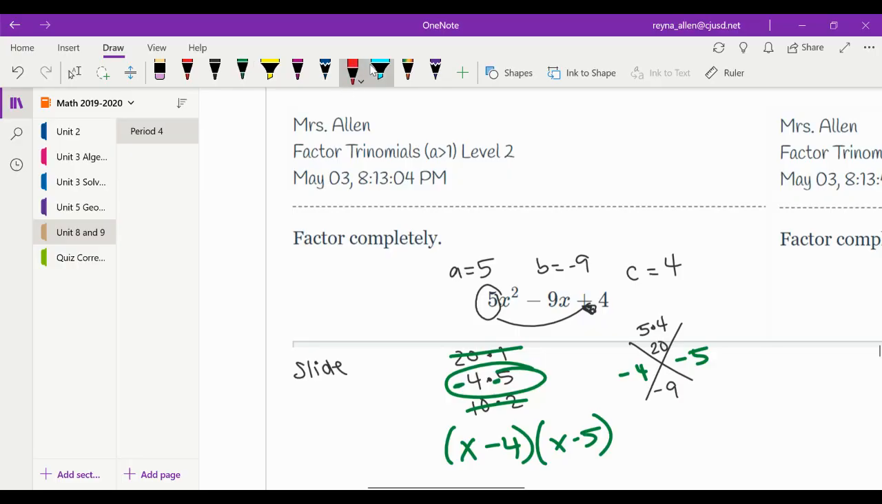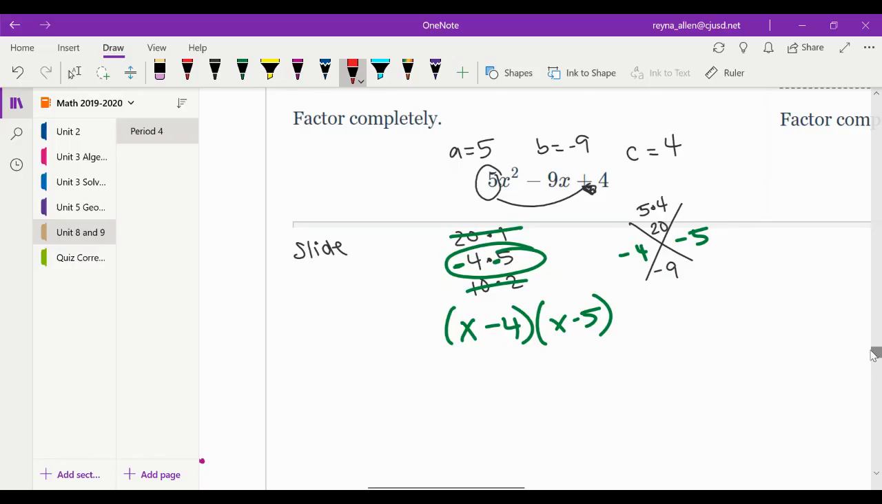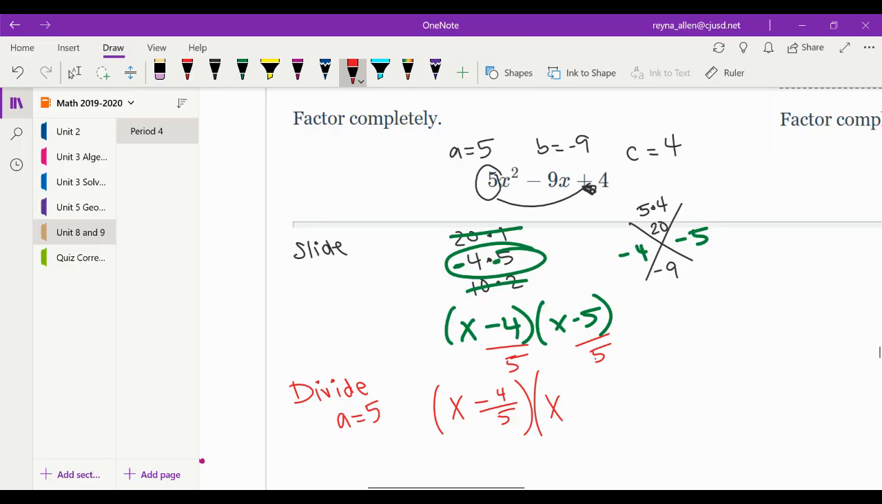Okay, so step 1, slide. Step 2, divide. And what are we going to divide by? We're going to divide by our a, which is 5. So divide by 5 and divide by 5. The first one does not simplify, so we'll leave it as is. And then the second one we can divide. So -5 divided by 5 is -1.